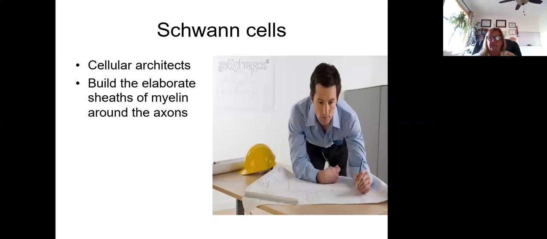Then we have Schwann cells. These are your architects. They build the sheaths of the myelin that's around the axons.